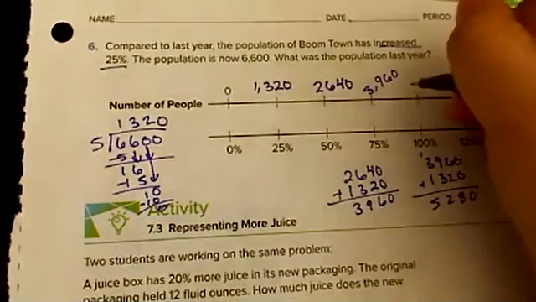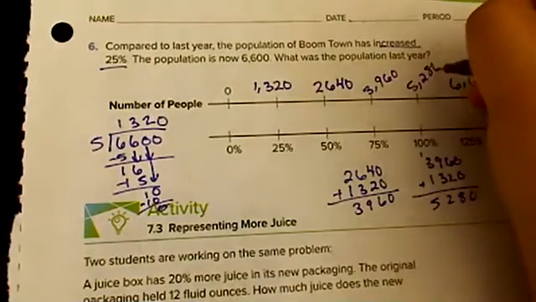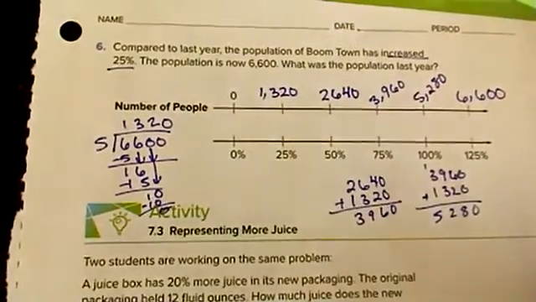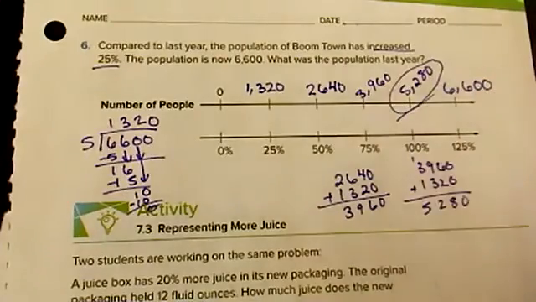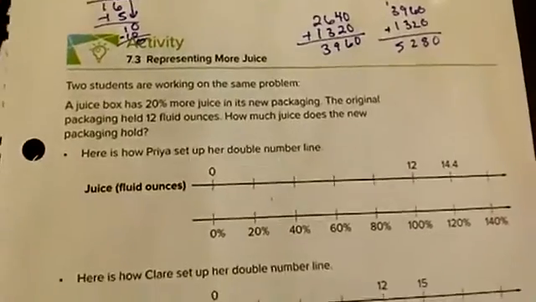And then we would have 5,280. So at 100%, it would be 5,280. All right, let's move on to the next part.